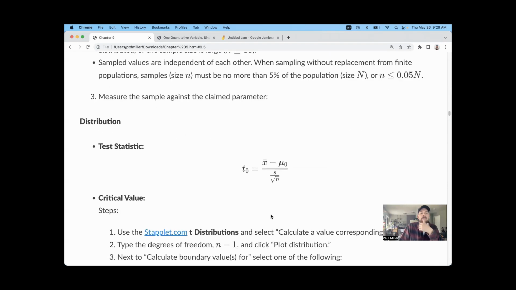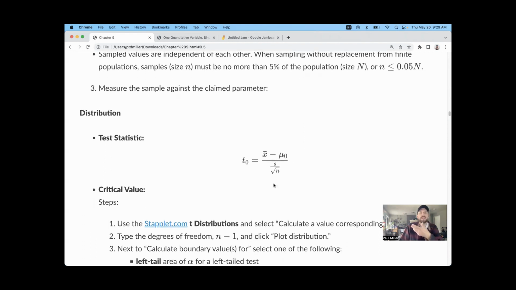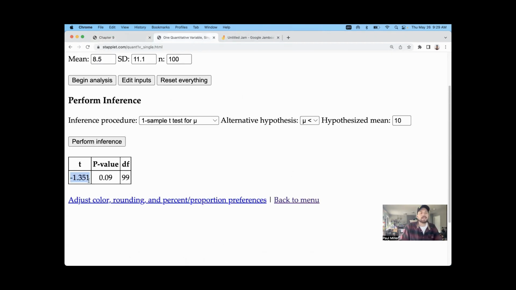You can calculate it yourself using a scientific calculator right here. It's measuring how far the sample mean is from the population mean and dividing by the standard error, which is essentially how spread out those tick marks are on the distribution. If we were to measure a standard deviation in this curve, this is what it would be. So that t measurement tells us a number of standard deviations. We are 1.351 standard deviations below the mean.